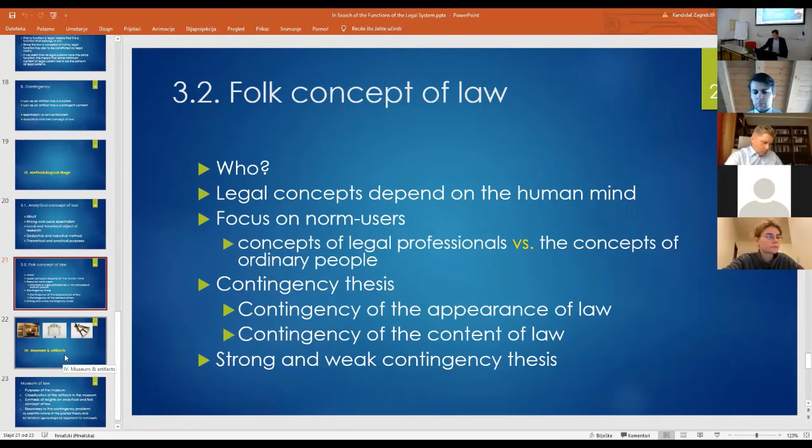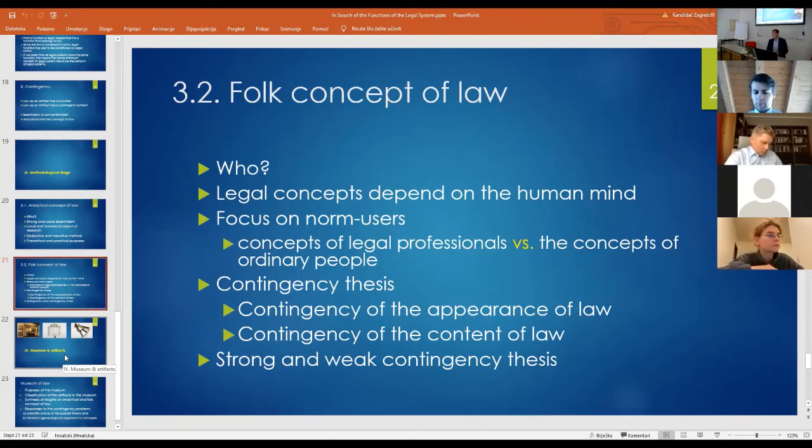So this thesis, if you read the theories on the artifact theory of law, can be separated in two. The first thesis is not problematic. It says only that the appearance of law is contingent. It means that it can exist and it can stop existing. If there is no concept of law in the minds of some people, the artifact of law will not exist.